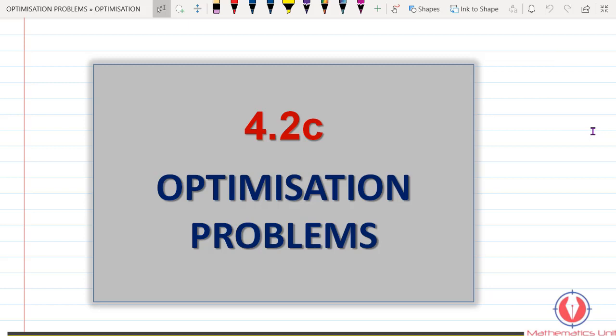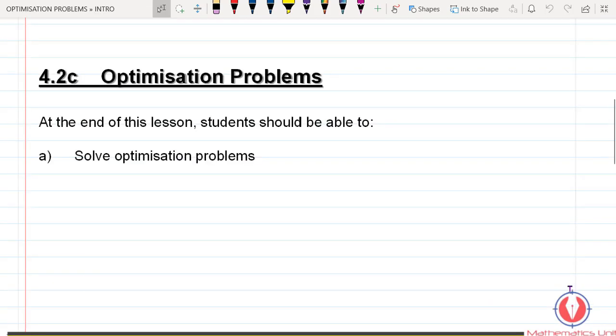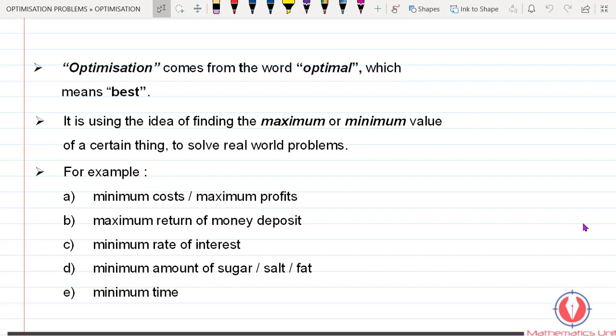In this video, I will demonstrate how to solve optimization problems, that is, problems that involve maxima and minima. The objective is that at the end of this lesson, you should be able to solve optimization problems. Optimization comes from the word optimal, which means best. It is actually using the idea of finding the maximum or minimum value of a certain thing to solve real-world problems.